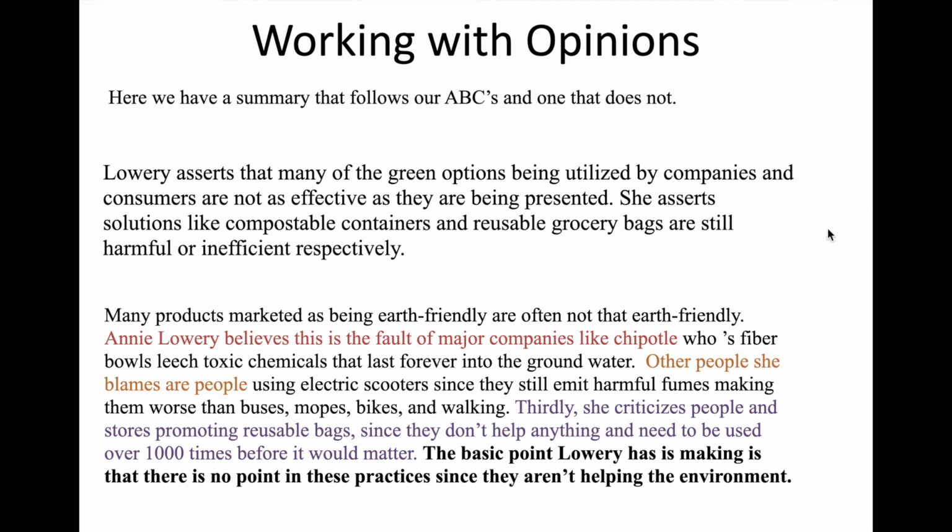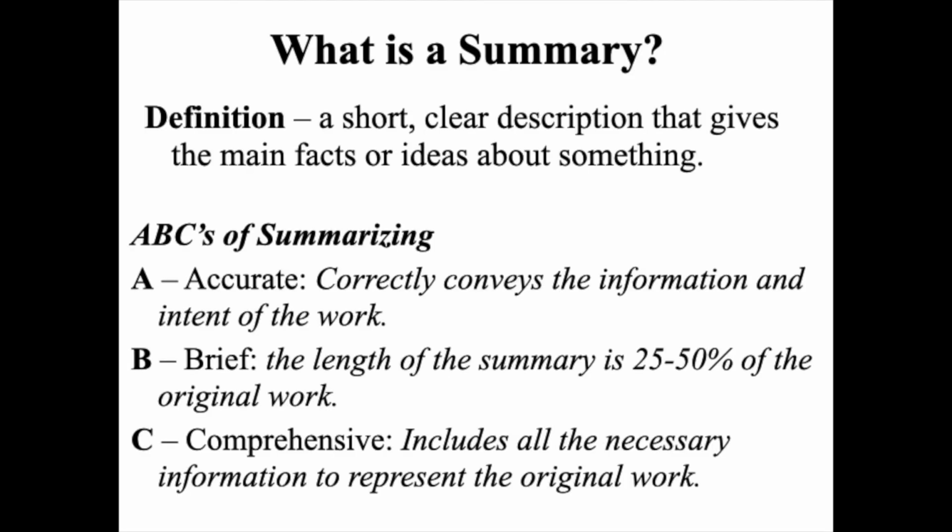We want it shorter. We want to make sure that we're not misrepresenting whatever it is that we're summarizing. Our basic summary points are, remember, A, B, C: accurate, brief, comprehensive. Make sure you don't misrepresent what they're saying. Make sure that it's shorter. We want to aim for 25 to 50%, and that it has all the important points, but not extra details. It doesn't have an opinion or a conclusion. Your thoughts in a summary don't matter.